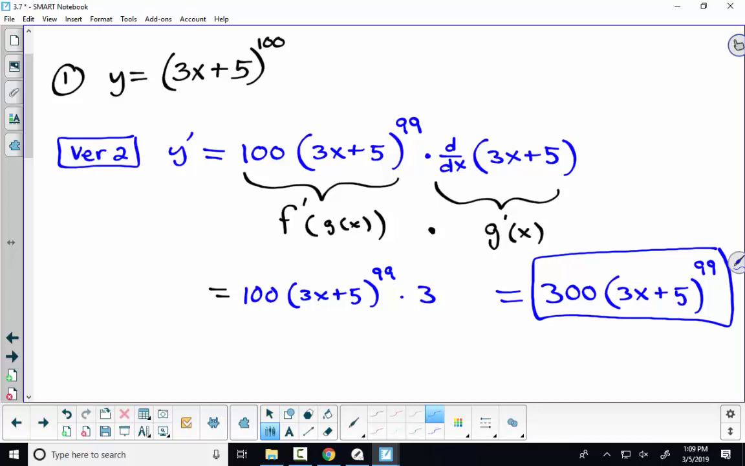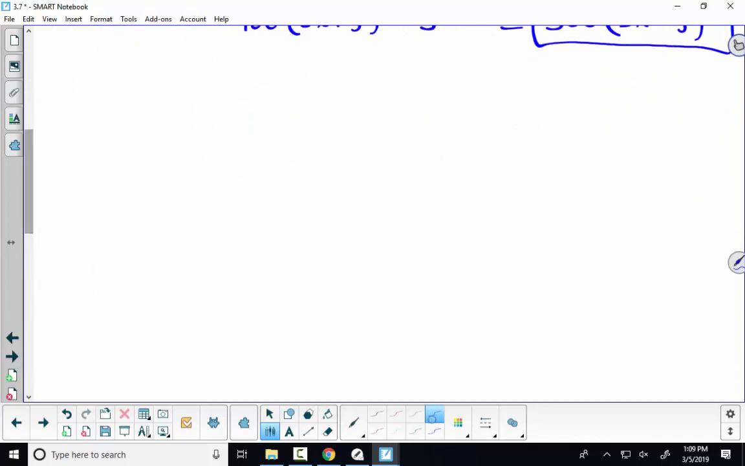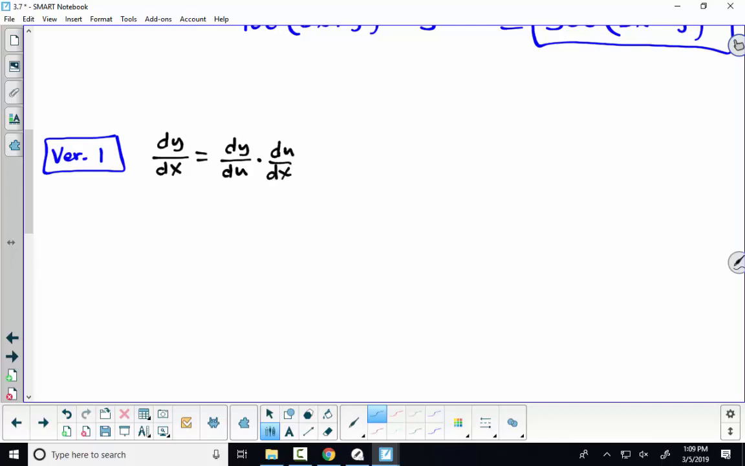Okay, then version 1, rather. We just did version 2. Version 1 has us making a substitution. Remember, version 1, it says that the derivative of y with respect to x is the derivative of y with respect to u times the derivative of u with respect to x.